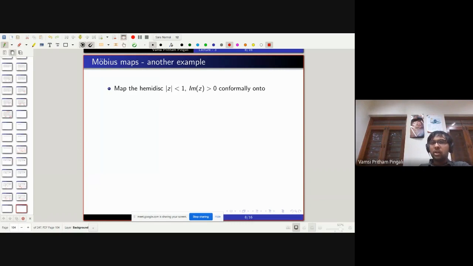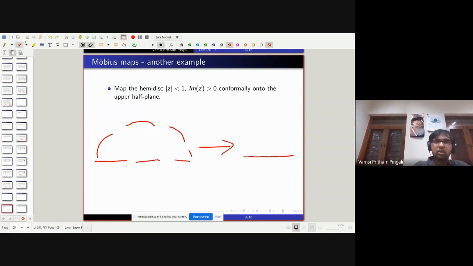So the other example is: map the hemidisk, namely this one, conformally onto, that means one-to-one holomorphically onto, the upper half plane.